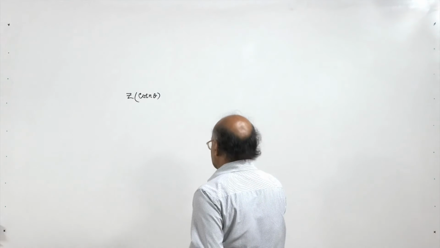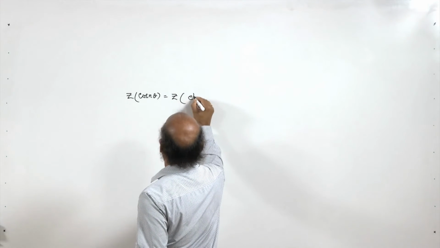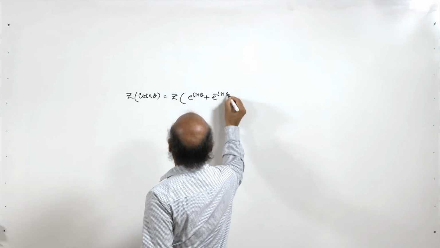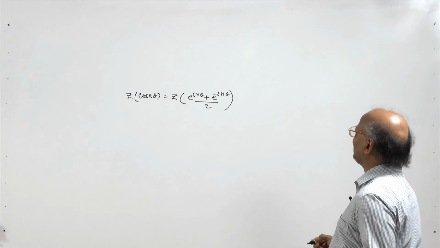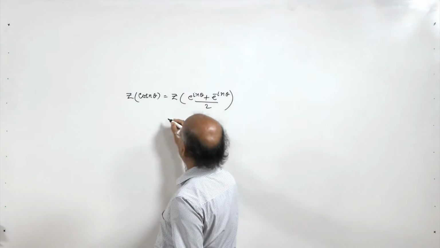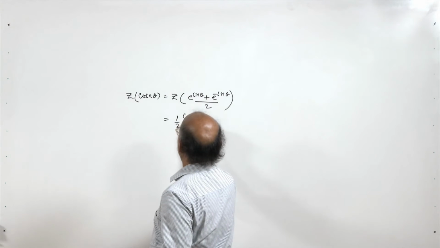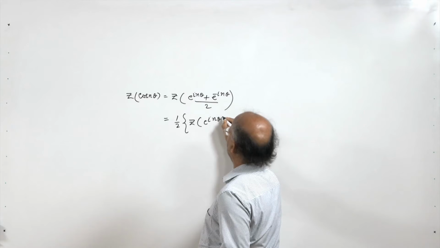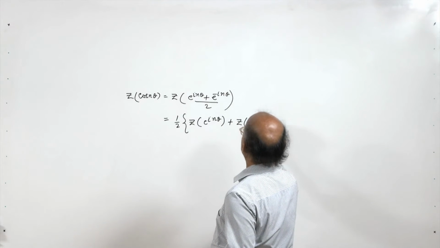We know that cos n theta can be written as e to the power i n theta plus e to the power minus i n theta by 2. Now by applying the linearity property of Z, we can write it as 1 by 2 [Z of e raised to the power i n theta plus Z of e to the power minus i n theta].